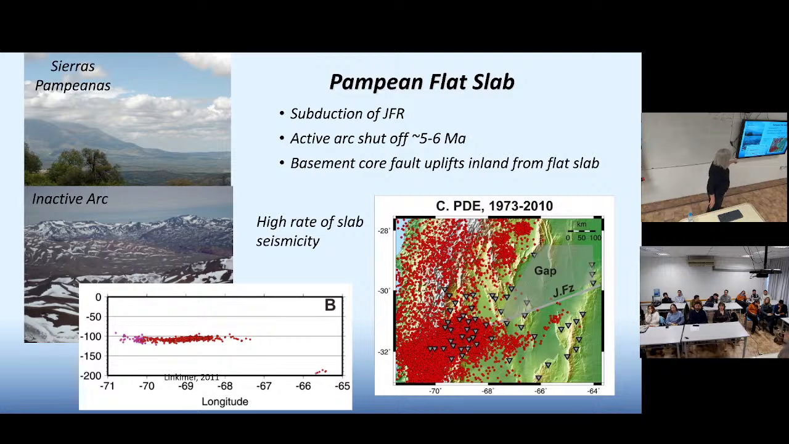And here's a cross-section of the flat slab, with earthquakes from one of my former students who worked a lot with Patricia, Leopold Linkimer, and you can just see how flat it is, right about 100 kilometers. The arc is shut off. This is the south end, I believe, of Pie de Palo. The arc shut off somewhere around 5 or 6 million years ago. Some of you may know the details better than I do. And of course, we know the Juan Fernandez Ridge is subducting along here.